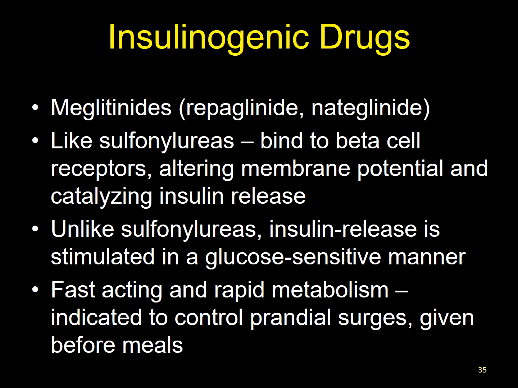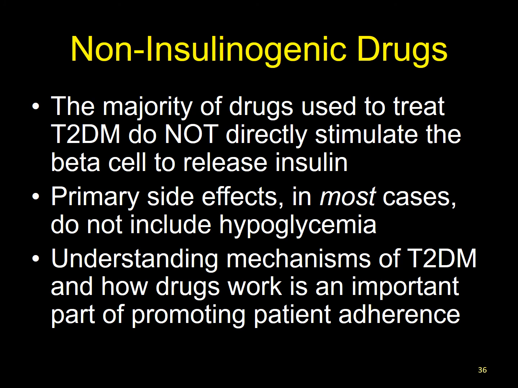So primary patient teaching has to be around recognizing hypoglycemia, what to do if it occurs, and when not to take these medications, like if you're going to be NPO for some reason. All the other drugs that we have for type 2 diabetes are non-insulinogenic, meaning they don't stimulate the beta cell. And so the primary issue there is that hypoglycemia is not a concern.